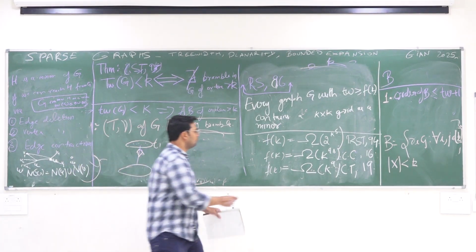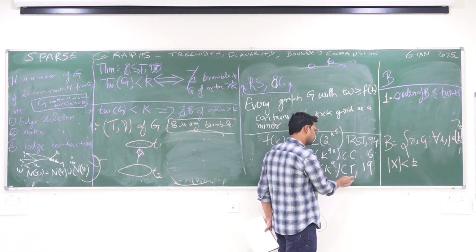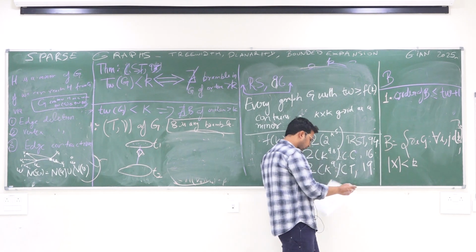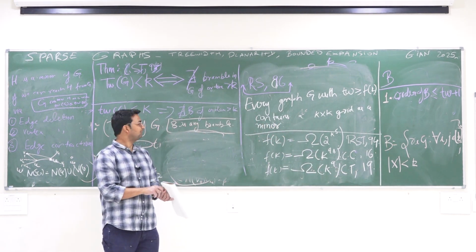C is Chekuri, Chandra Chekuri, and Chuzhoy, Julia Chuzhoy, and T is for Tan. T is not Thomas. No, this is Thomas.